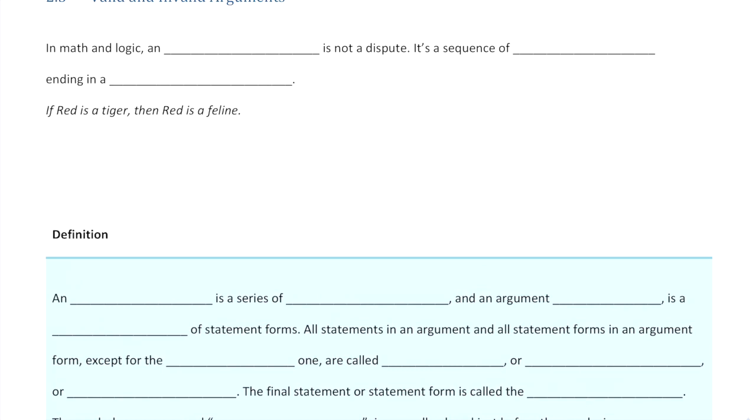Today we'll be looking at valid and invalid arguments, a very important part in the art of mathematical proof. So let's get going. In math and logic, an argument is not a dispute. Doesn't have that negative connotation. It's a sequence of statements ending in a conclusion.